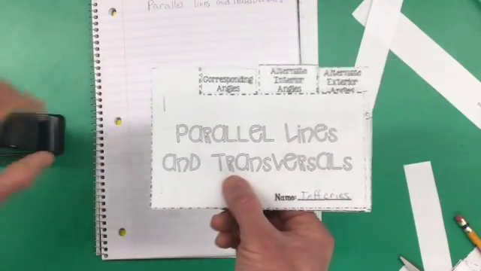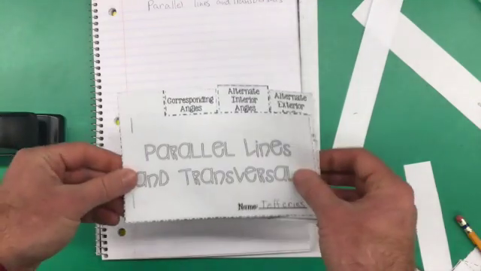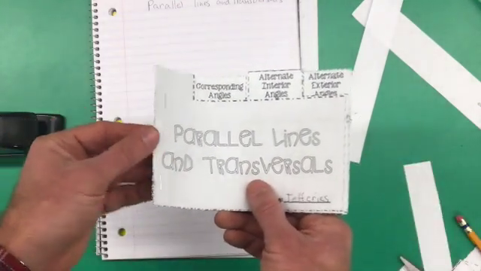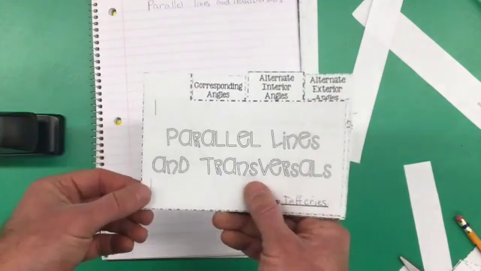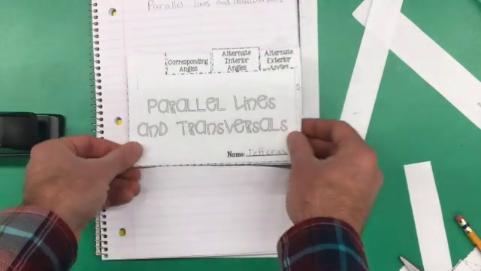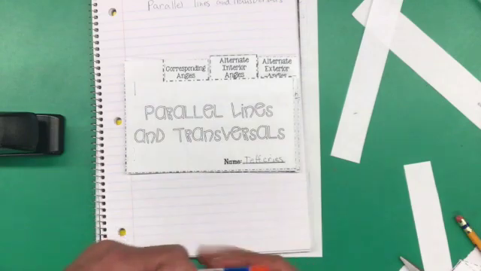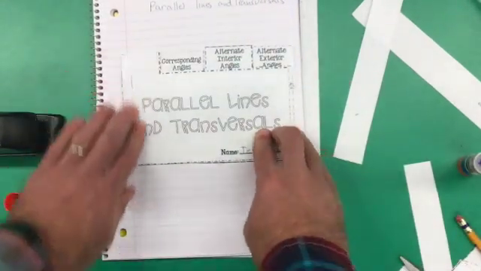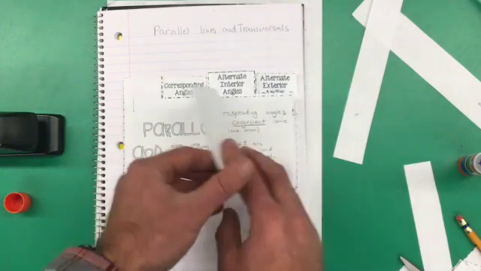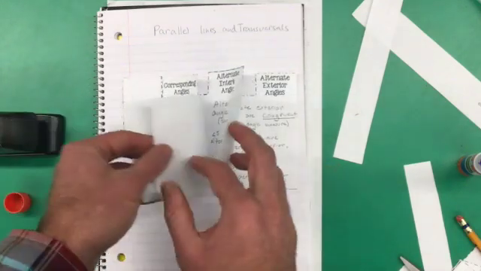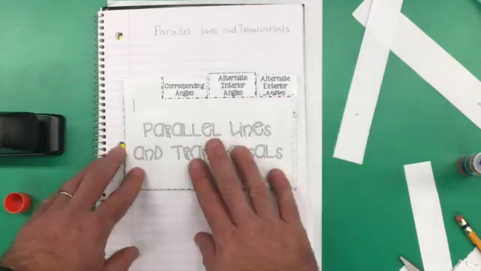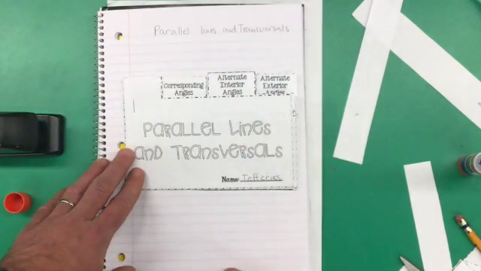I'm going to staple those together and then glue it all down. Now, if you don't have a stapler, you could also glue inside of those pages, but you're just going to stick them together somehow and then glue that down into your page like so. And there you have it, your notes on alternate exterior, alternate interior angles, corresponding angles for parallel lines and transversals.